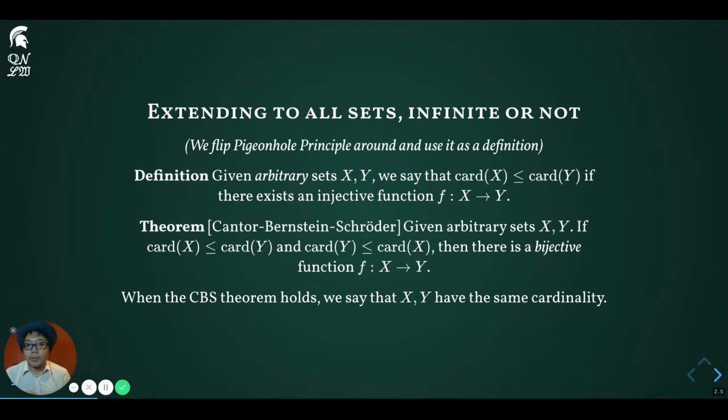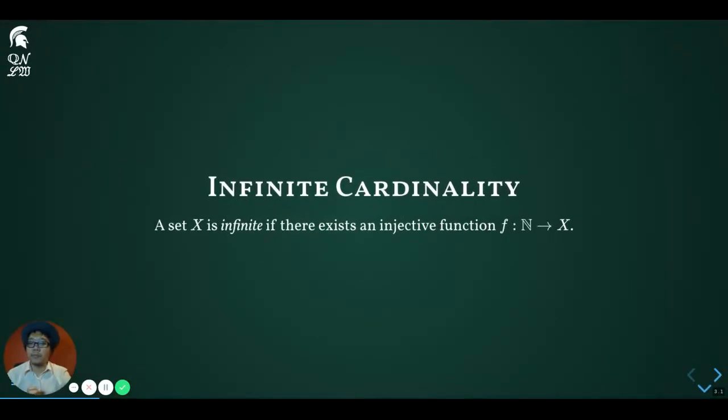In this case, we will say that x and y have the same cardinality. We will not offer a proof of the CBS theorem in this course, since it is more a topic of set theory and logic and is rather tangential to real analysis. Now let's look more at the case of infinite cardinality.